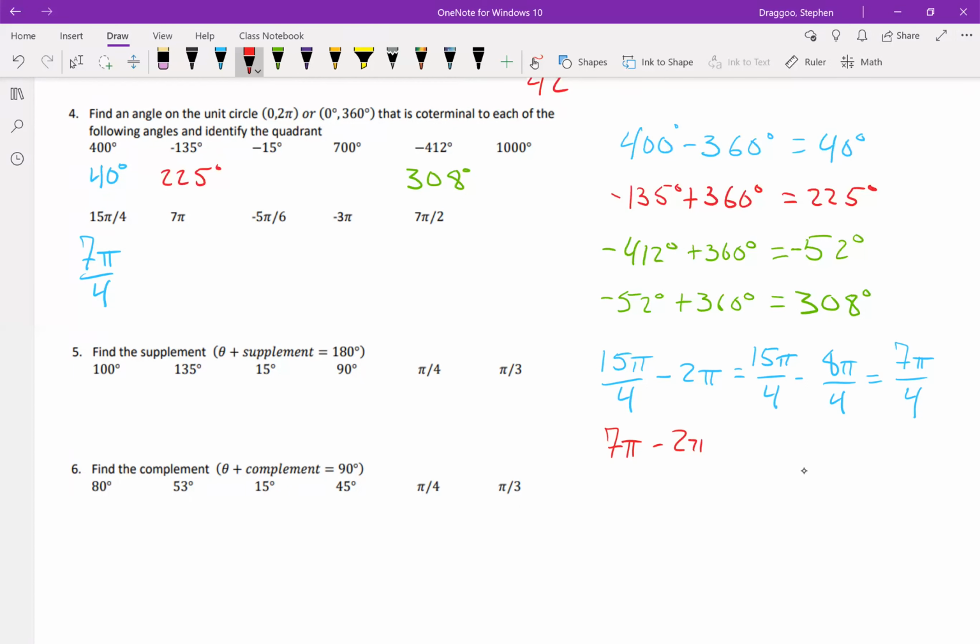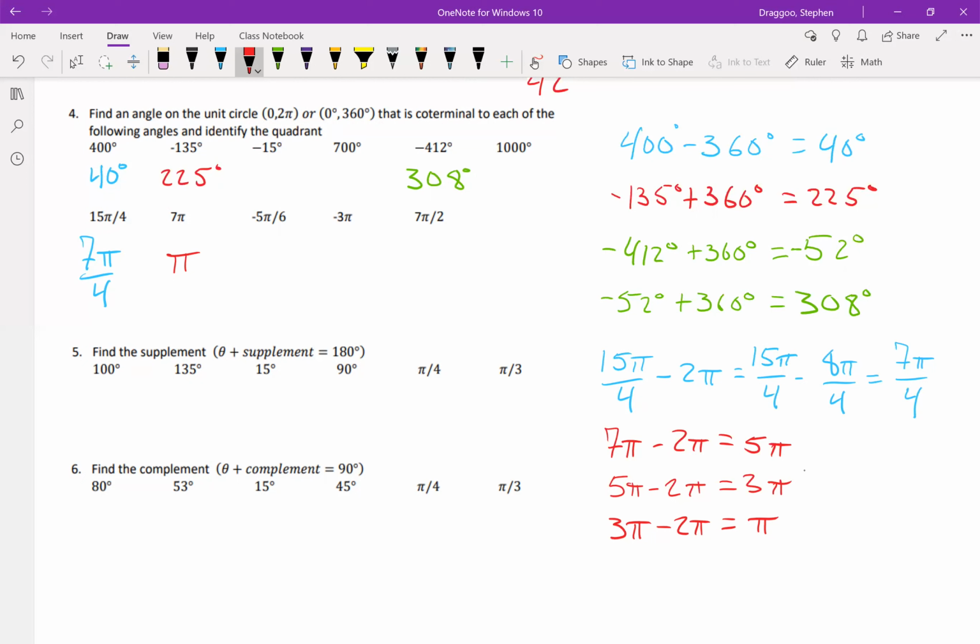So 7 pi minus 2 pi is 5 pi. But again, that's not quite enough. So I'll take 5 pi minus 2 pi and get 3 pi. Again, I still don't have an angle that's between 0 and 2 pi, so I'll do it one more time. 3 pi minus 2 pi is pi, meaning I know that 7 pi and 5 pi and 3 pi and pi are all coterminal angles. But I wanted the one that's between 0 and 2 pi.